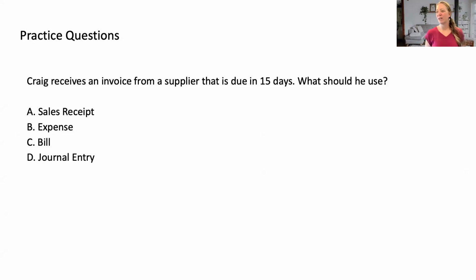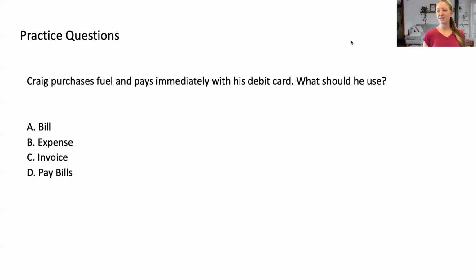Craig receives an invoice from a supplier that is due in 15 days. What should he use? A, a sales receipt, B, an expense, C, a bill, or D, a journal entry? Yep, Becky already coming in with the C. Good job. We do want to enter that as a bill.